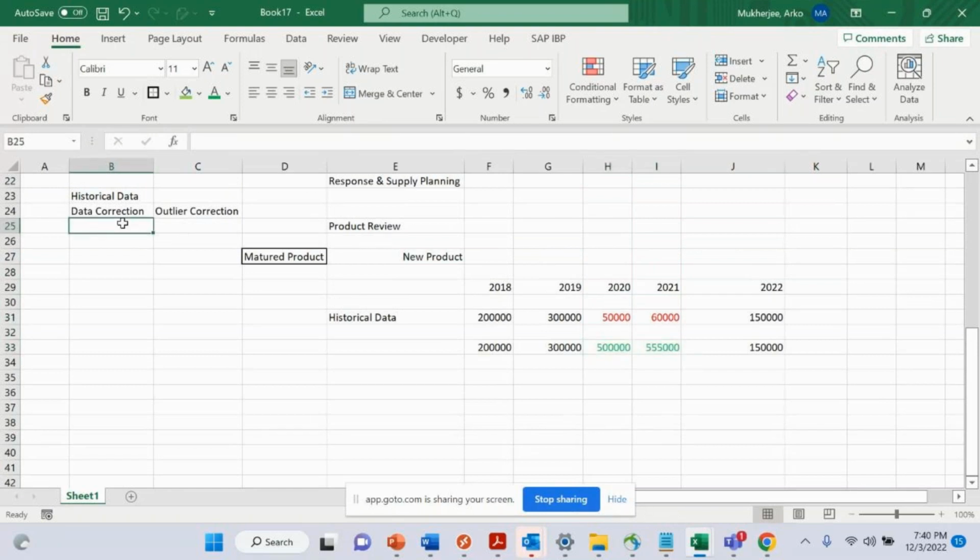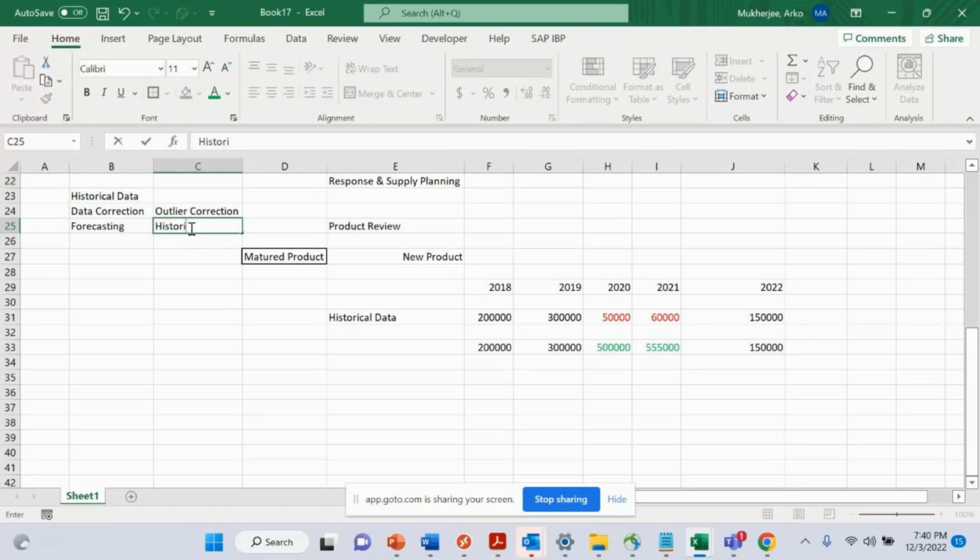So now historical data load is done. Data correction, here we are doing the outlier correction. So these 2 steps have been done. Now what is the third step? The third step is forecasting. Obviously, forecasting comes with certain conditions. The condition starts with what your data pattern is. Forecasting is done on historical data pattern, historical data structure.